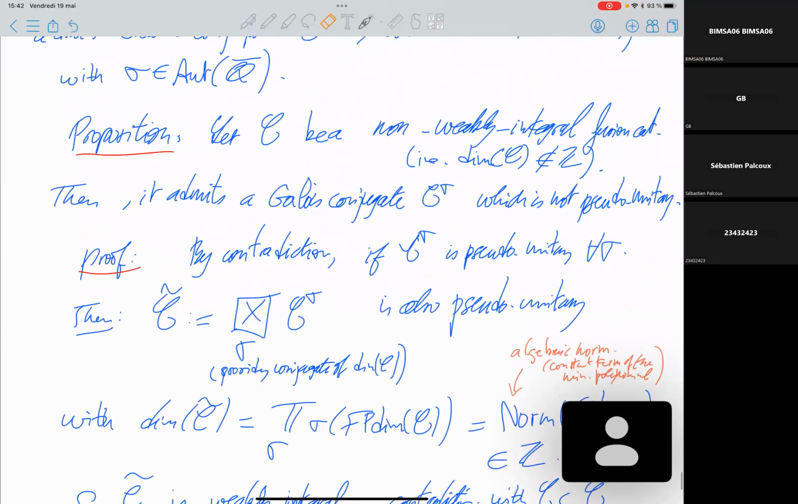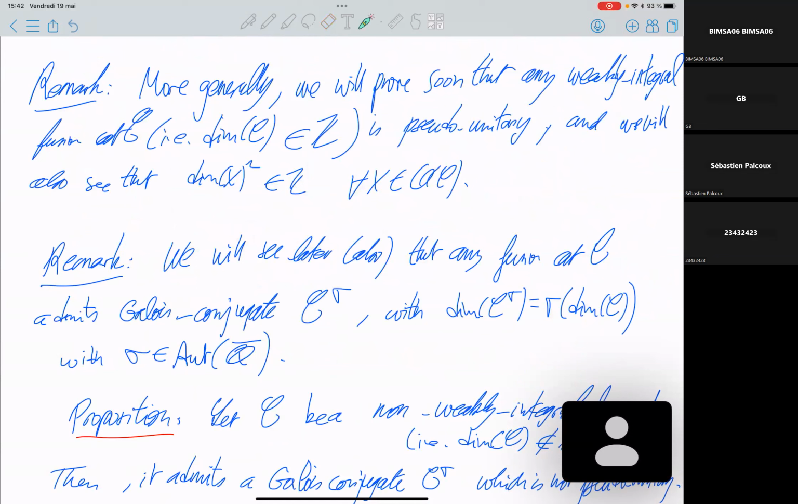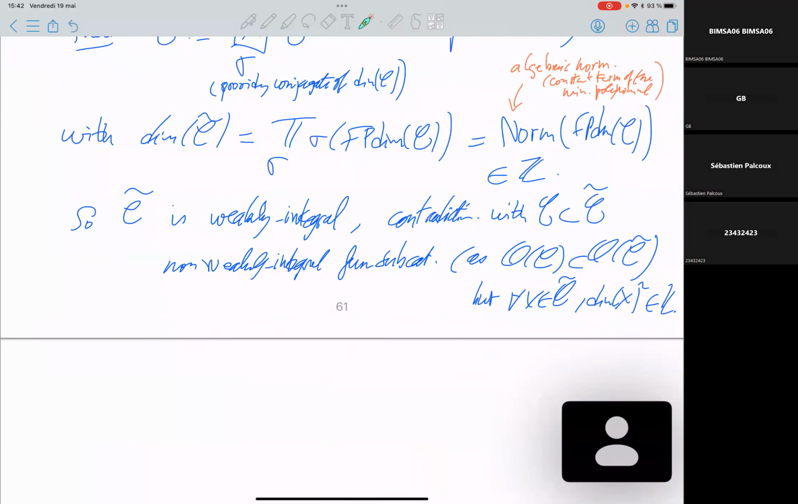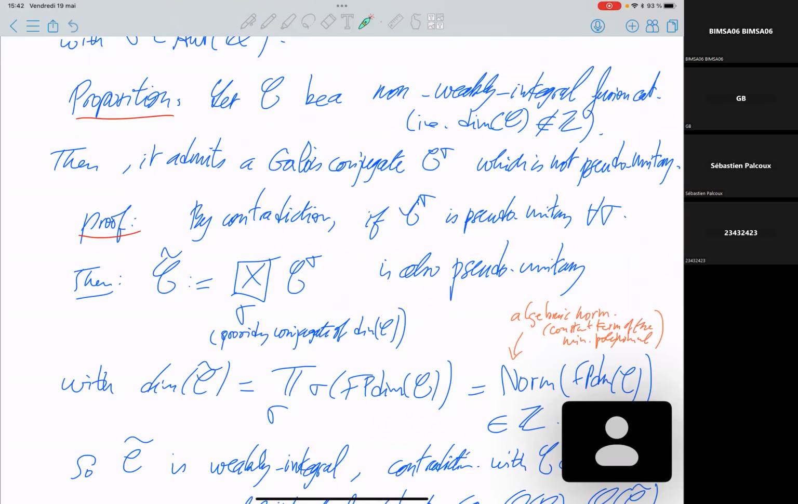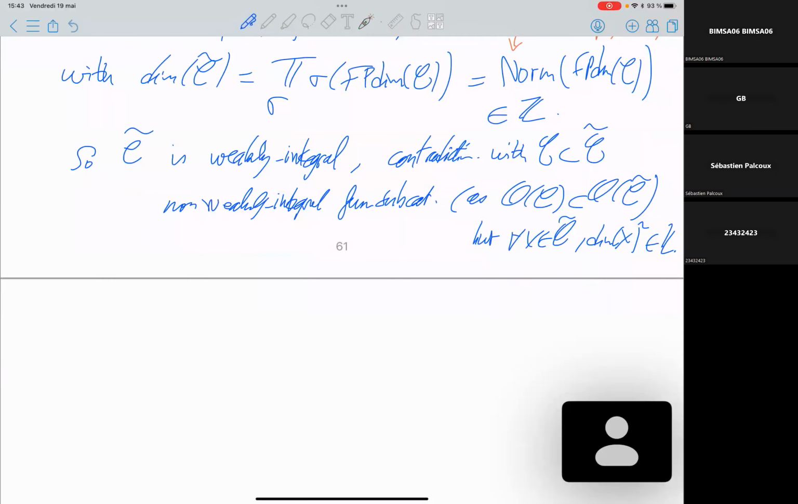Remember that weakly integral here implies that the dimension of every simple object is an integer or a square root of an integer. So every simple object here has as dimension a square root of an integer, but it is not true here. But it's a subset, so it's a contradiction. So the hypothesis was false. There must exist a conjugate which is not pseudo-unitary. Okay.